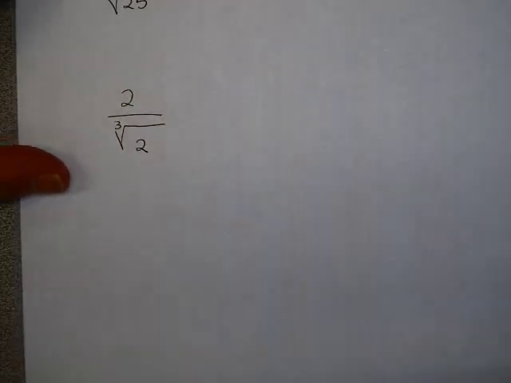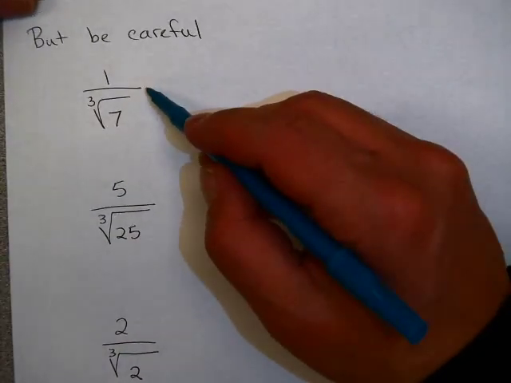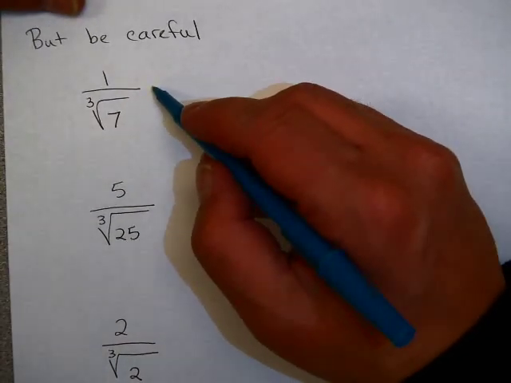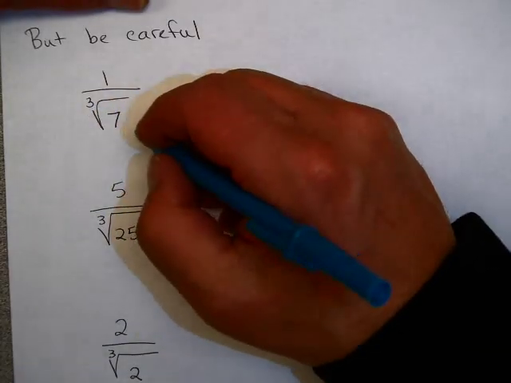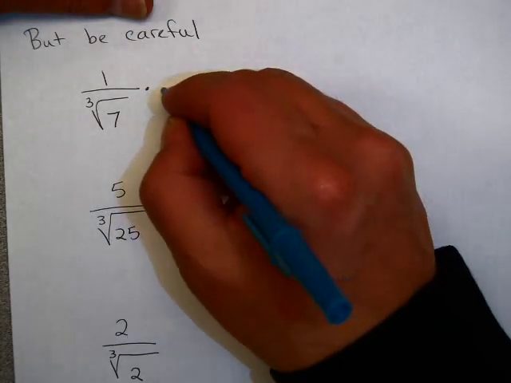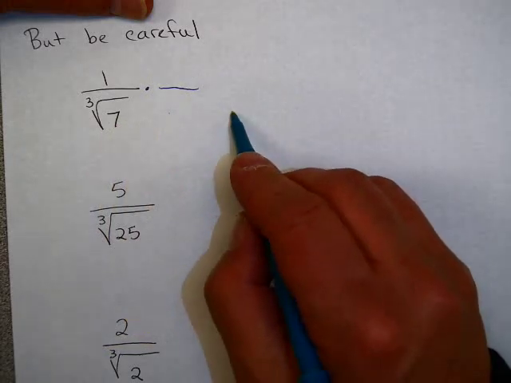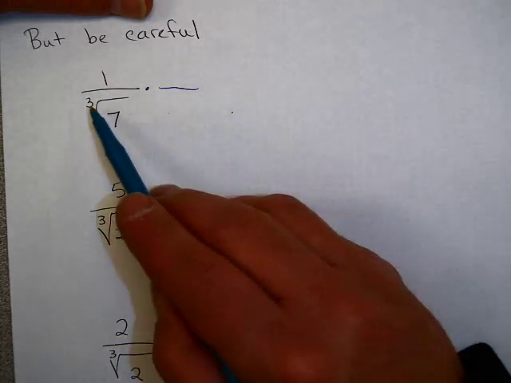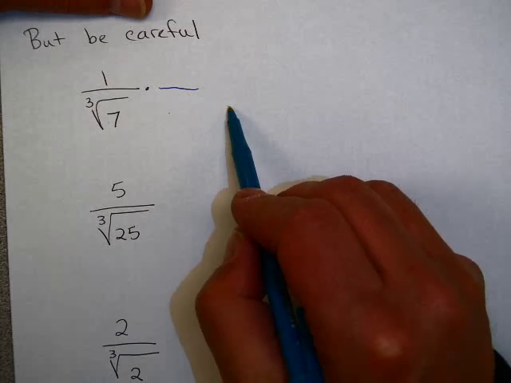Okay, but be careful. With rationalizing, multiplying by the item in the denominator is only useful if it is a square root. If it's a cube root, that doesn't work. Notice, if I multiply by the cube root of 7 over the cube root of 7, I'll get the cube root of 49. Now notice I said cube root. The cube root of 49 is nothing special.